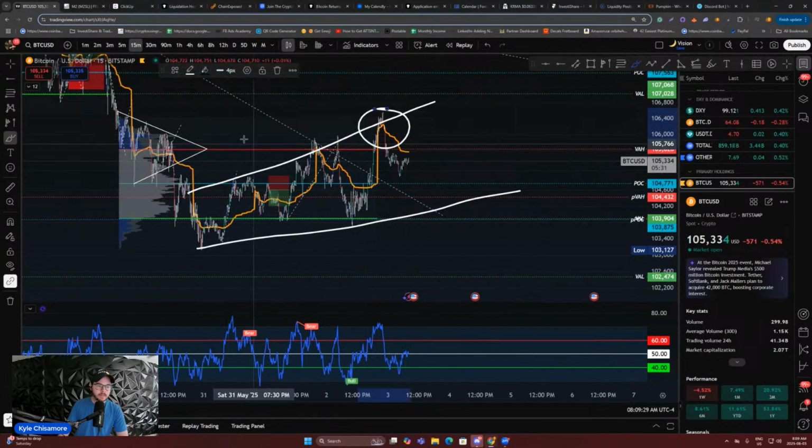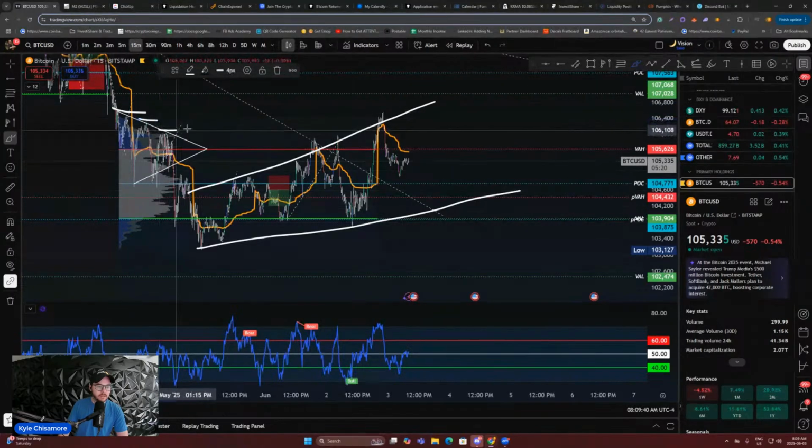We just got acceptance back inside the value area after grabbing all liquidity from these highs here, because we stacked the liquidity here and here and here. Never was taken. Even here, we didn't take it. But up here, we grabbed all liquidity that's stacked throughout this whole entire zone here.